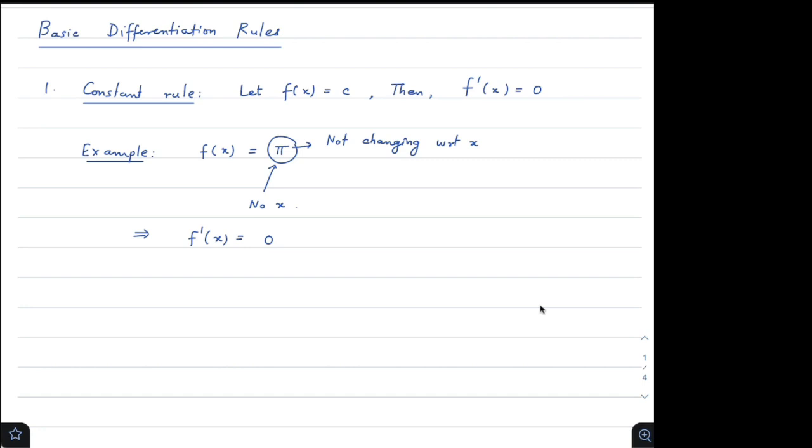Let's take another example. Let's take f(x) as e to the power 2. What do you think would be the derivative? Yes, indeed, it is 0. Why? Because I don't spot any x over here, which means that this is a constant function. As a result, the instantaneous rate of change of this function with respect to x is 0, meaning that the derivative of this function with respect to x is 0.